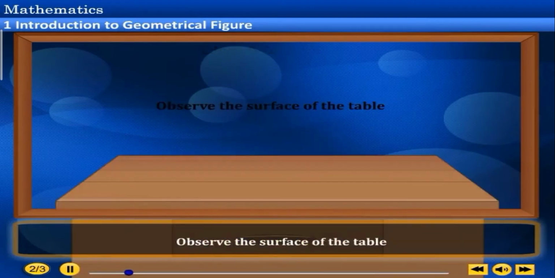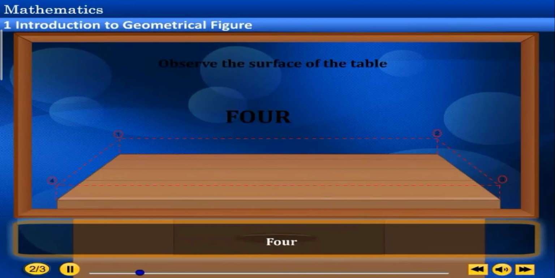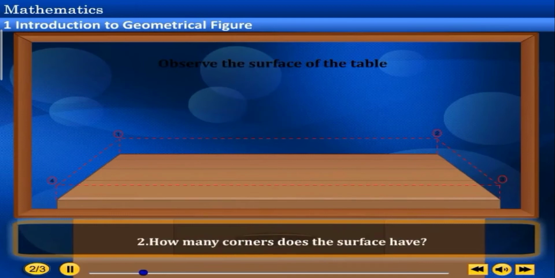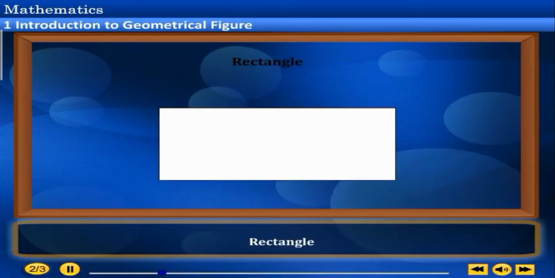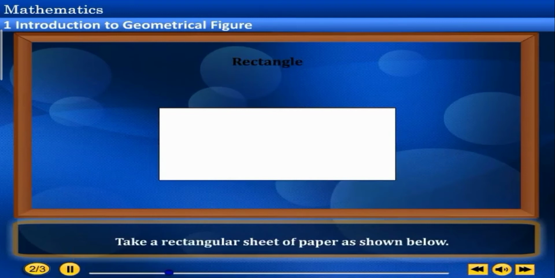Observe the surface of the table. 1. How many edges does the surface have? 4. 2. How many corners does the surface have? 4. 3. What is the shape of the surface of the table? Square. Rectangle. Take a rectangular sheet of paper as shown below.